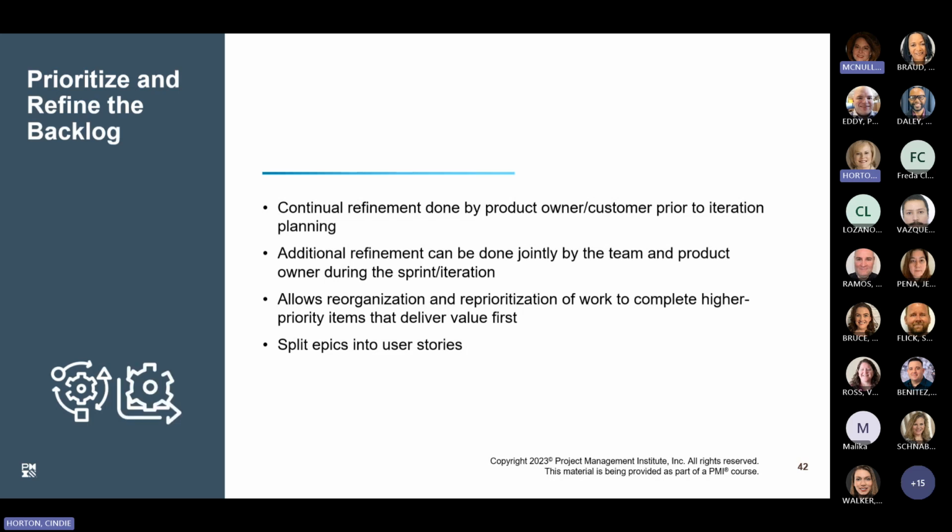In both adaptive and hybrid projects, the product owner and/or the customer are refining the backlog prior to iteration planning. So while the team is working on the current iteration, you have the product owner and/or the customer thinking about the next iteration. The team and the product owner can also do additional refinement during the sprint iteration. This activity ensures that work that delivers the most value is being prioritized accordingly. If changes need to be made to the requirements, a user story will then be inserted and prioritized during this time.